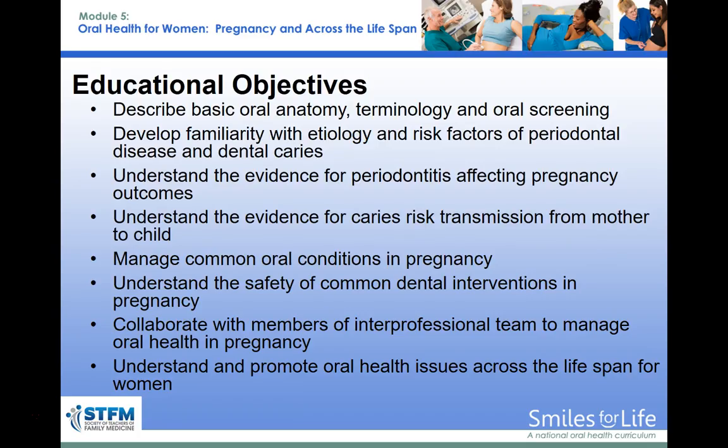So what are our objectives today? Today we're going to look at describing basic oral anatomy, going over terminology, and oral screening. We'll develop a familiarity with the etiology and risk factors of periodontal disease and dental caries, also known as cavities. We're going to understand the evidence for periodontitis and how it affects pregnancy outcomes. We're going to look at and understand the evidence for caries risk transmission from mother to child.